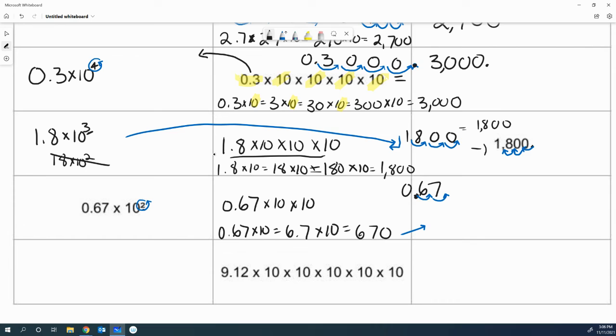We all make mistakes. Come back down here to where I multiplied before. As you can see, I said 67 hundredths times 10 equals 6.7, which makes sense because 6 tenths times 10 would be 6 ones, which makes sense. But then I said 6 and 7 tenths times 10 equals 670. And no, it does not. 6 and 7 tenths times 10 would equal 67.